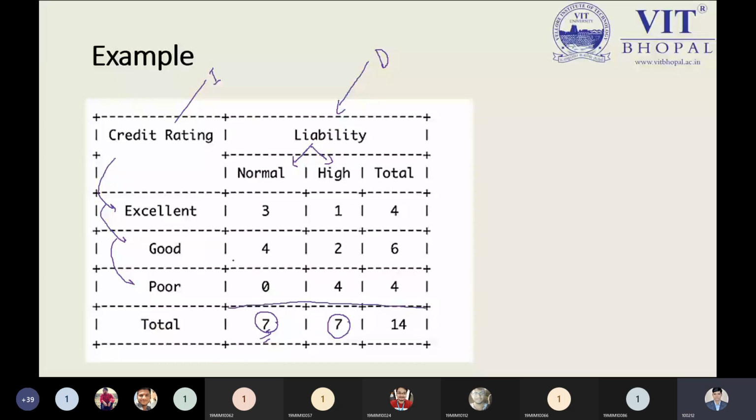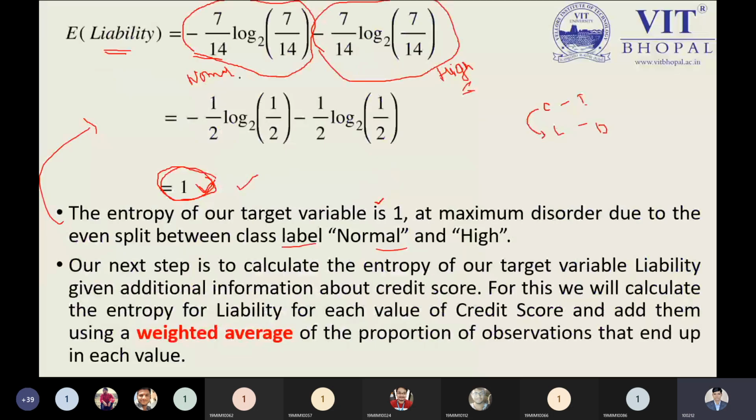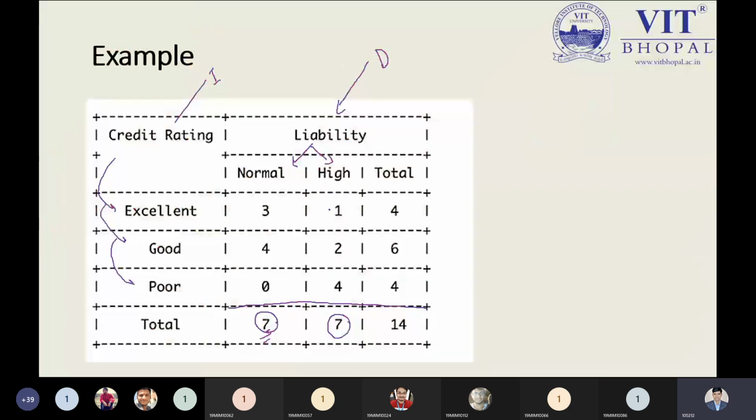But individually we need to calculate along with the credit rating. So first we are checking this part. After solving this problem, we got one, and that defines our target variable as 1. So at the maximum disorder, there is an even split between normal and high. First we are dividing all the information, but before dividing, we have used the final values, that is 7, and after this point we got 1. So the next step says there's no expansion of the liabilities, but it has its classification based on normal and high. So based on normal and high, we will classify the data.